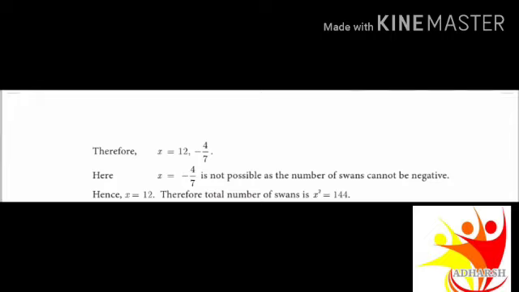Minus 4 by 7 is not possible as the number of swans cannot be negative. Hence x equal to 12. Therefore the total number of swans is x square, the x value is 12, x square equal to 12 into 12, 144. Therefore the total number of swans is 144.